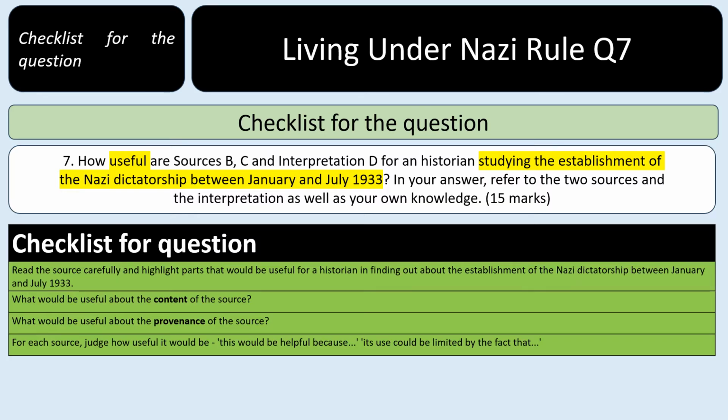For each source, judge how useful it would be. So use phrases like "this would be helpful because," you can use phrases like "its use could be limited by the fact that," but try to focus on the ways in which the source is useful rather than focusing too much on limitations of the source or interpretation.